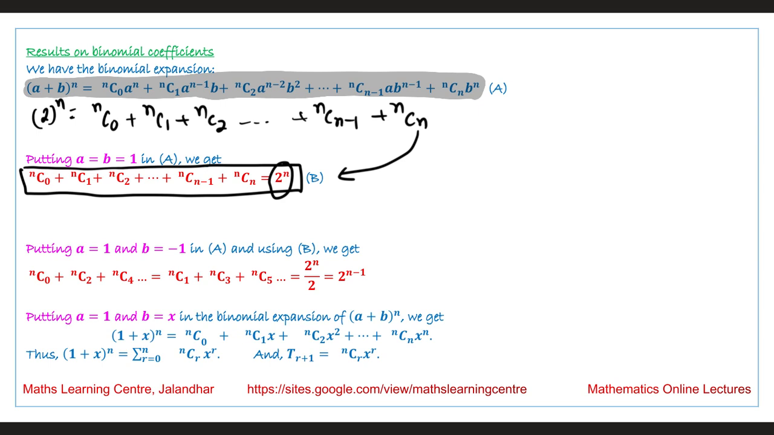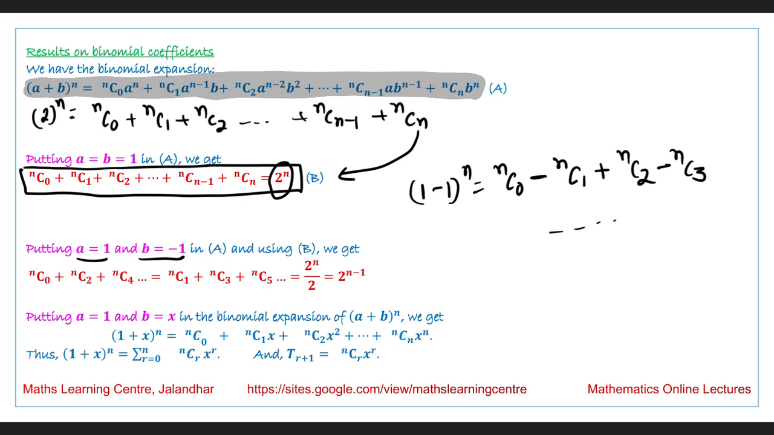Next, if we put a is equal to 1 and b is equal to minus 1, the answer I will obtain is (1 minus 1) raised to the power n. If I substitute a is equal to 1, I will get nC0, then minus nC1, then plus nC2, then minus nC3, and so on, up to some terms. It depends upon the value of n, whether it is even or odd. Correspondingly, we will obtain the last term. Looking at this term, this value is equal to 0.